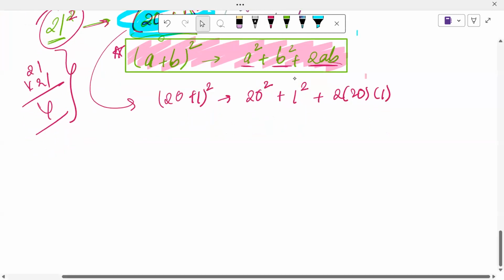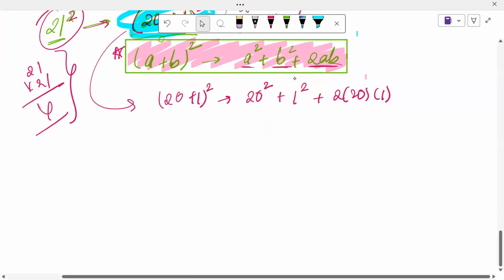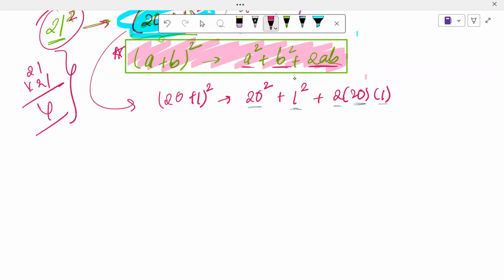Now I'll solve it this way only. (20+1)² comes out to be 20² because it was a² + b² + 2ab. a is 20, so 20² + b². b was 1, so 1² + 2 into a into b, 2 into 20 into 1. Now do you understand? Yes, ma'am. Very good. Aswan, do you understand? Yes, ma'am. Okay, very good. Now we're going to solve it.